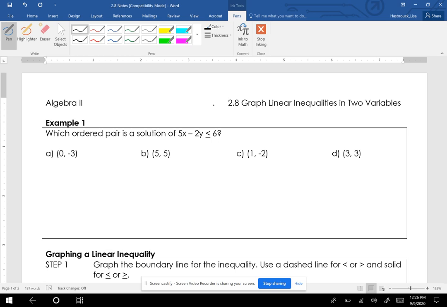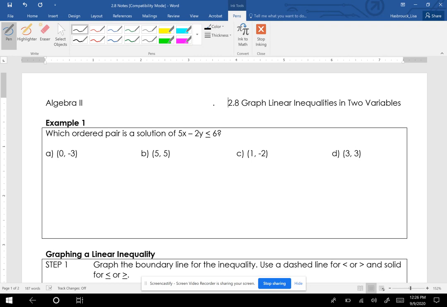Hello class, today we're going to go over section 2.8 notes, graphing linear inequalities in two variables. We're going to first start by looking at an example in which we have to figure out whether an ordered pair is a solution of an inequality. So in this first example, they gave us four options for ordered pairs. To check to see if they're a solution, we'll plug them in one at a time for x and y.